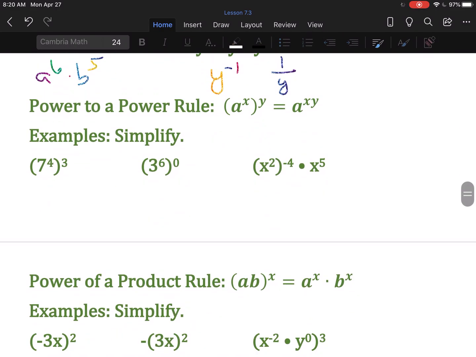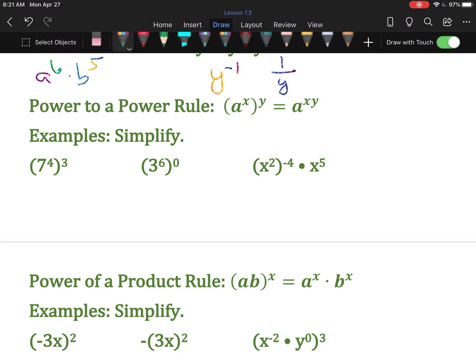Power to a power. So if we have something in parentheses, to a power, and then the parentheses to a power, we can simplify that by multiplying the exponents. So if I have 7 to the 4th, whole thing to the 3rd, that's saying I have 7 to the 12th, 4 times 3.